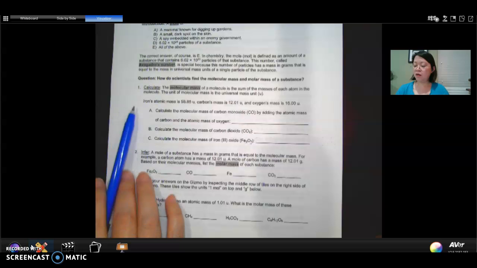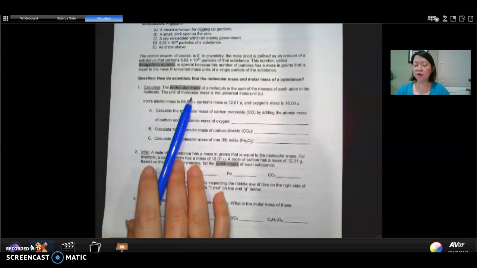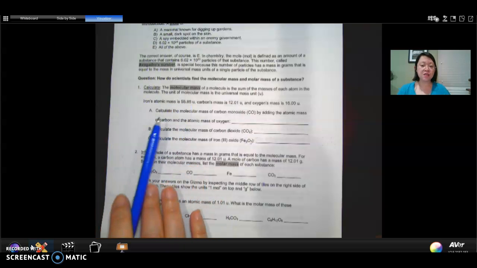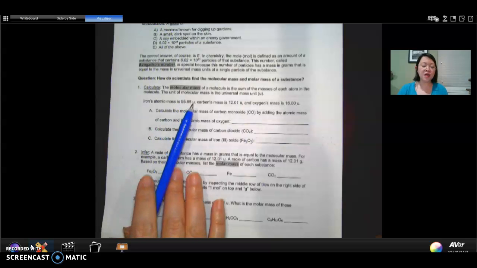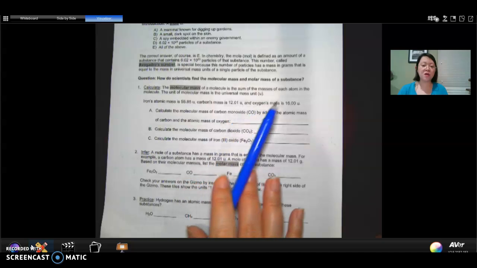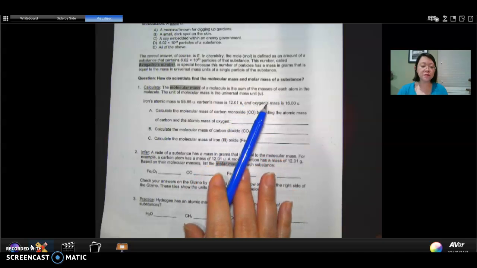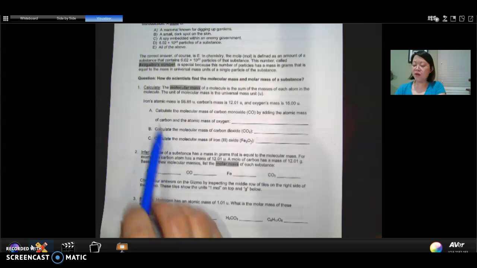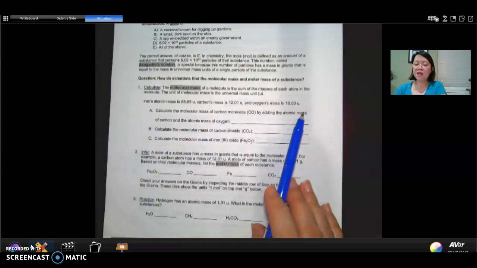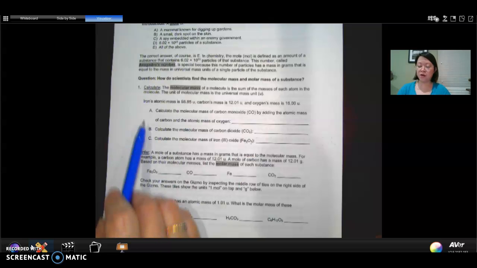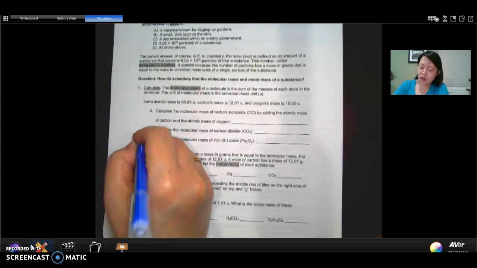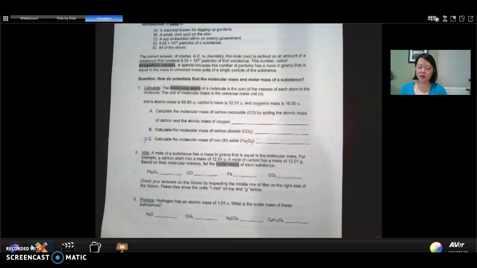So for number 1, molecular mass of a molecule is the sum of the masses of each atom in the molecule. And the unit for molecular mass is universal mass unit, or lowercase u. So we're given these masses, and these match up with what's in the periodic table for each of these elements. I'm not going to do all of these for you. You are going to have to do A and B by yourself, but I am going to go ahead and do C with you guys.